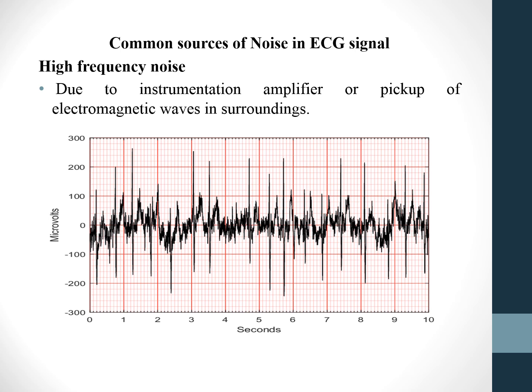Now I will talk about some common sources of noise, mainly in the ECG signal. The first is high frequency noise. High frequency noise is due to the instrumentation amplifier. When the instrumentation amplifier picks up surrounding electromagnetic waves, the noise which can occur in the ECG signal is high frequency noise. Whenever the ECG signal contains high frequency noise, it will look like this. You can see higher peaks of high voltage in the ECG signal. So this represents high frequency noise in the ECG signal.